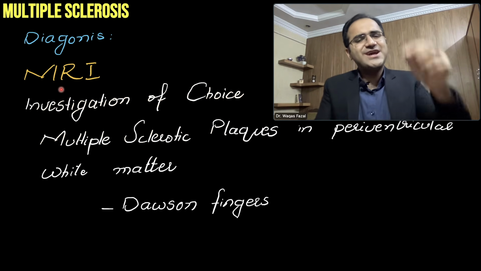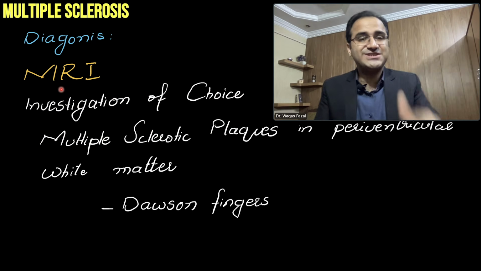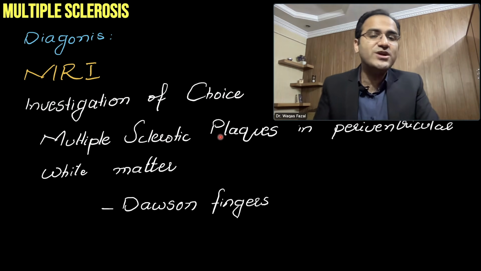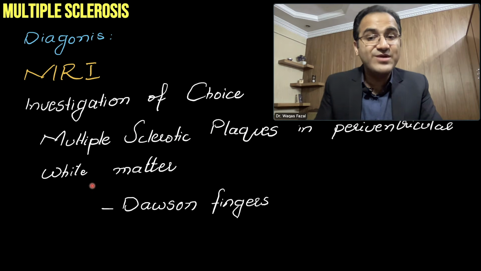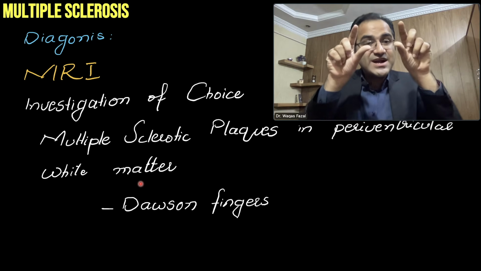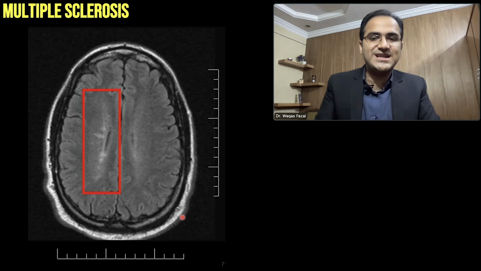Remember, MRI is the investigation of choice for multiple sclerosis. MRI is the main investigation for the diagnosis of multiple sclerosis. On MRI, what you will see is multiple sclerotic plaques in the periventricular white matter. Around the ventricles, you will see plaques of demyelination. Dawson fingers. What are Dawson fingers? We'll see that on MRI.